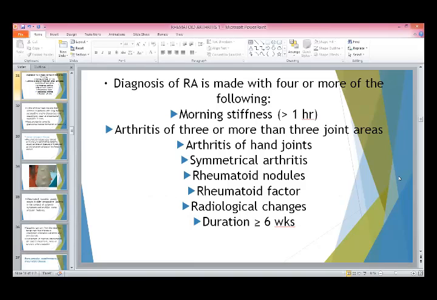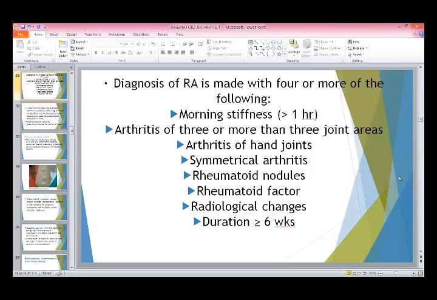These are morning stiffness which persists at least more than 1 hour. Arthritis of three or more joint areas. Arthritis of hand joints. Symmetrical arthritis. Rheumatoid nodules. Rheumatoid factor. And radiological changes.